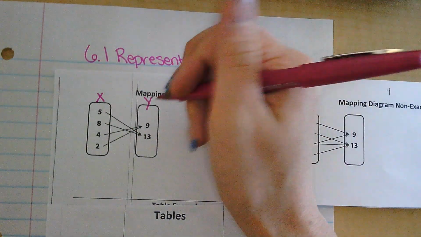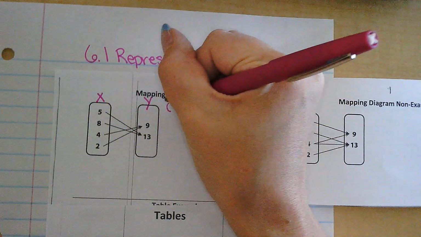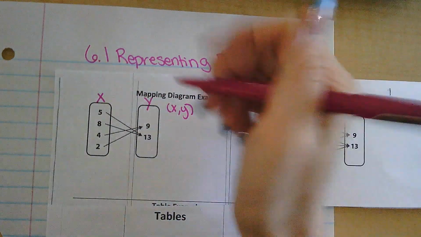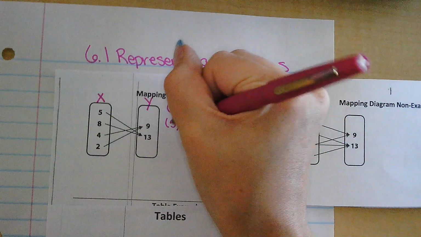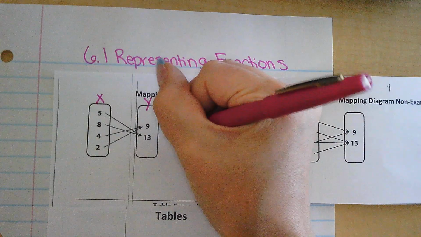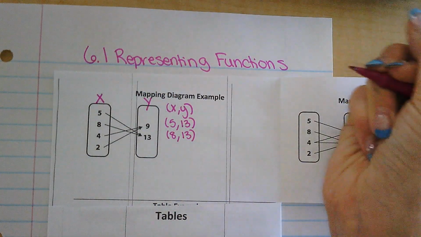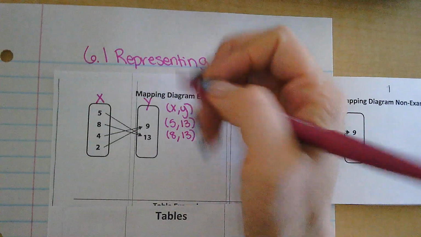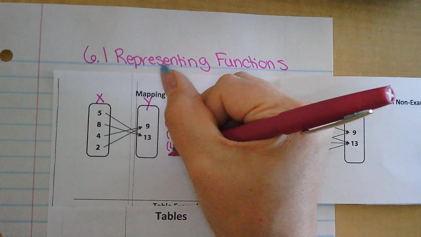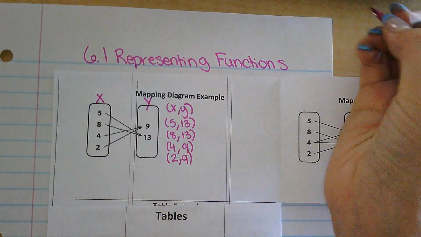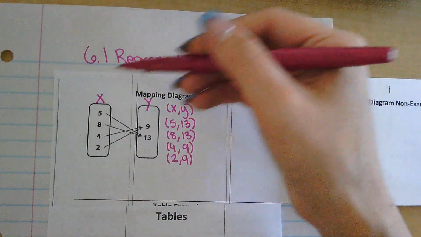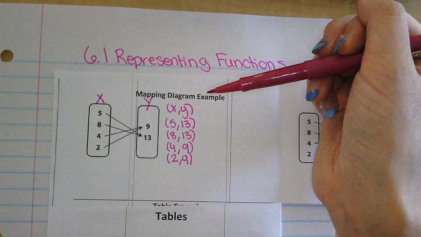So the first thing that I like to do is write these as points because it's less confusing to look at. So 5 maps to 13. So one of my points would be (5, 13). 8 maps to 13 as well. So I would also have the point (8, 13). And 4 maps to 9. So (4, 9) is a point, and then 2 maps to 9. So (2, 9) is a point. Now my job is to decide whether or not this data set represents a function.